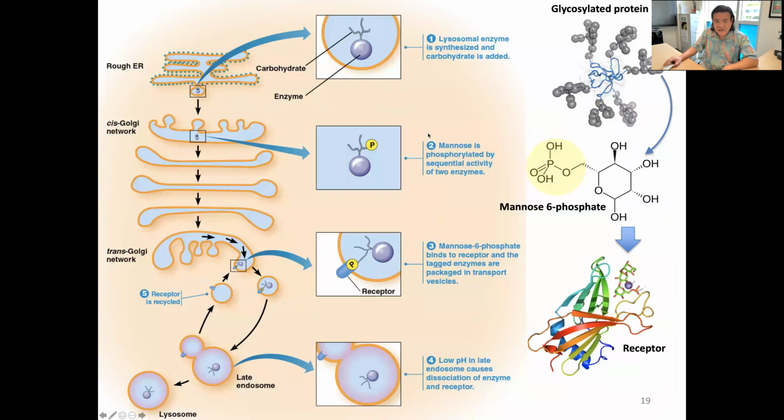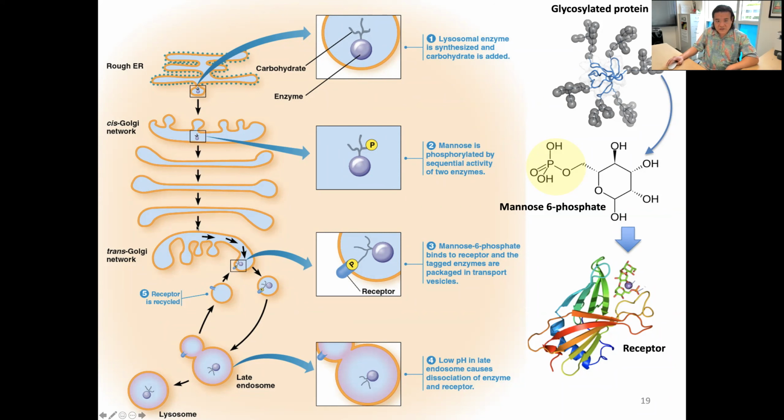Right, so this is the last slide for our review, and that's what this is going on here. We said that in the rough ER, a new protein is made, right, and certain short polysaccharide chains might be added to it, or oligosaccharide chains because they're short. Then when it moves in a vesicle to the cis Golgi network, it might be modified, so it might be phosphorylated in there.